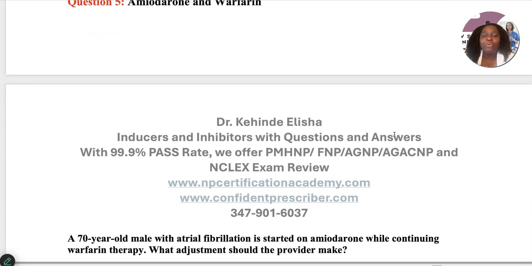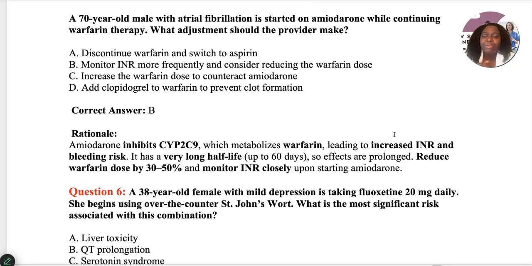All right, amiodarone and warfarin. A 70-year-old male with atrial fibrillation is started on amiodarone while continuing warfarin therapy. What adjustment would the provider make? A. Discontinue warfarin and switch to aspirin. B. Monitor INR more frequently and consider reducing warfarin dose. C. Increase warfarin dose to counteract amiodarone. D. Add clopidogrel to warfarin to prevent clot formation. Now, many students don't understand when they get this question that it has to be an inducer or inhibitor question.